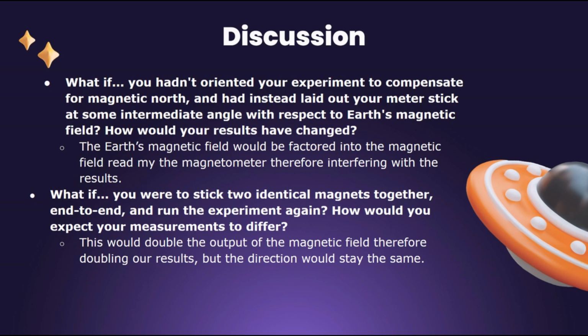And what if we were to stick two identical magnets together end to end and run the experiment again? This would double the output of the magnetic field, therefore doubling our results, but the direction would stay the same.